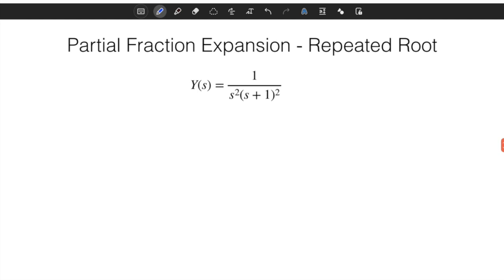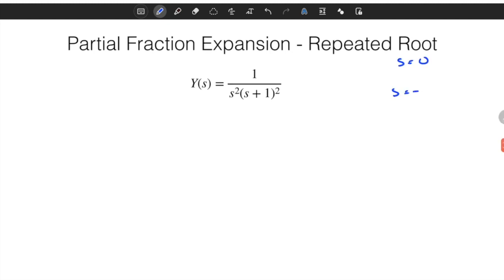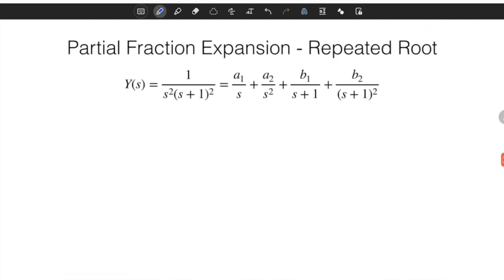Okay, so let's have a different problem. Now we have a repeated root, and all poles are repeated. So s equal to 0 and s equal to minus 1 are repeated roots. If I plot the pole zero map, I have a repeated root here and a repeated root here. If I write the partial fraction expansion, it will look like this: A1 divided by s plus A2 divided by s squared, plus B1 divided by (s plus 1) and B2 divided by (s plus 1) squared.